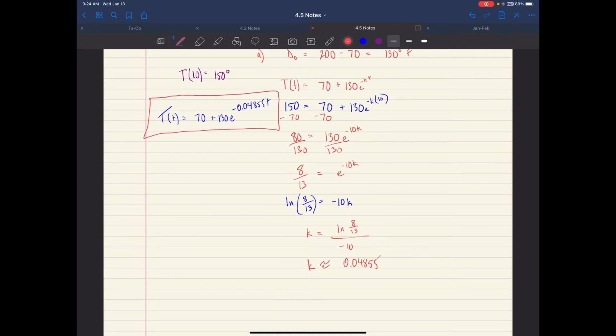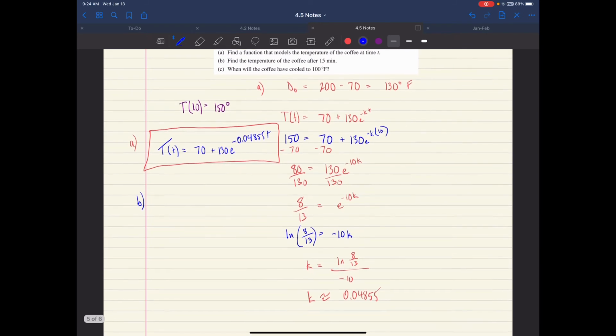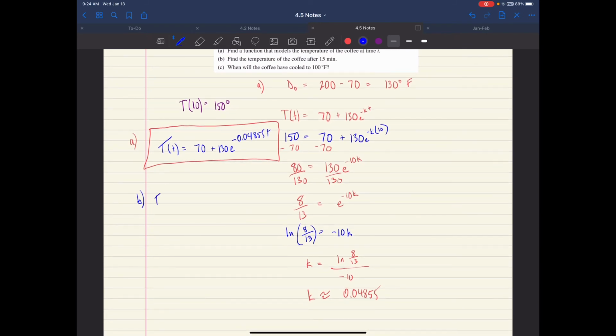So that is our model, and we just completed A in that question. So let's look at B. B should be shorter. It says find the temperature of the coffee after 15 minutes. So now we're using it. So T of 15 equals 70 plus 130 e to the negative 0.04855 times 15. So using the model is always the easiest part. And that is approximately 130 degrees Fahrenheit.